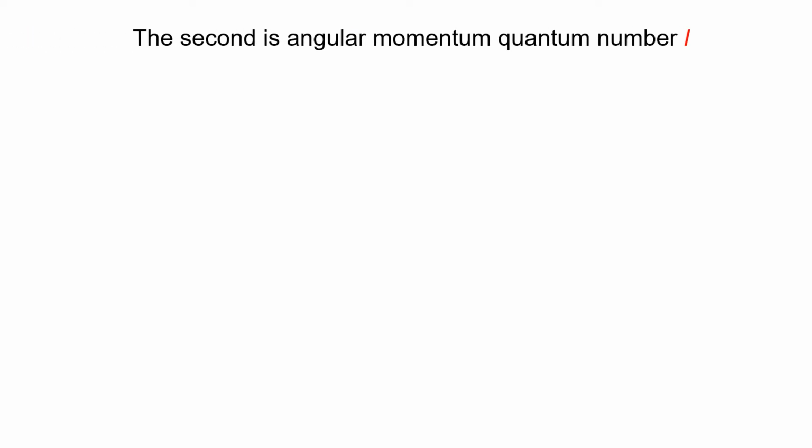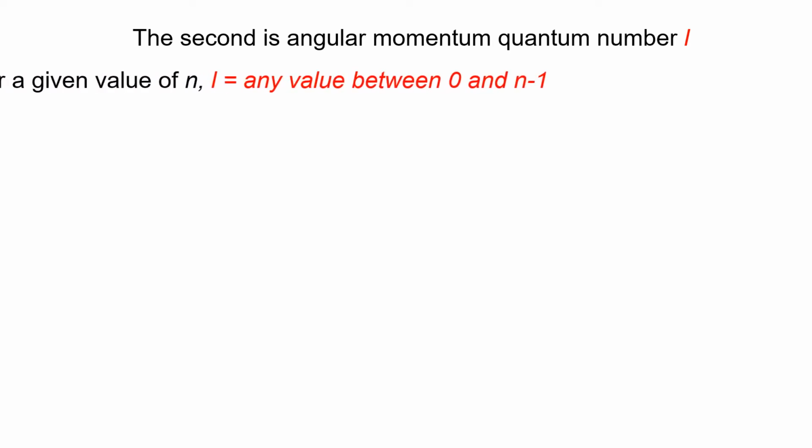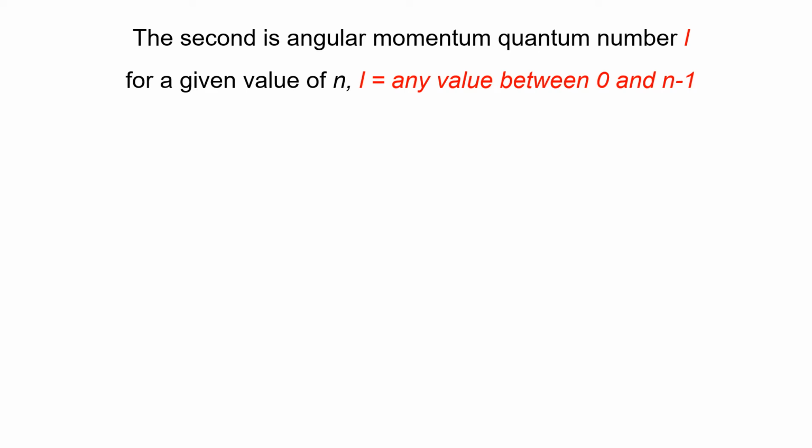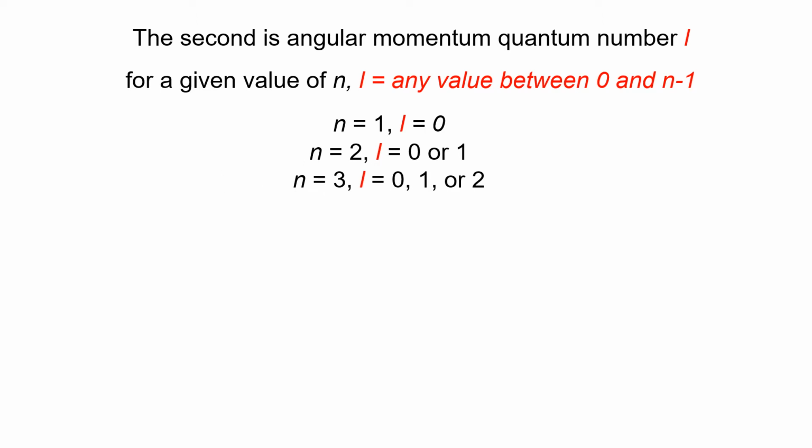The second number that we need to understand is the angular momentum quantum number, commonly known as l. We can describe or designate the value of l as being dependent on n. So for any given value of n, l is restricted to a value between 0 and n minus 1. This means that if n equals 1, l can only have the value of 0. If n equals 2, l can be 0 or 1. And if n equals 3, l has the possible values of 0, 1, or 2. Again, that's any value for l between 0 and n minus 1.